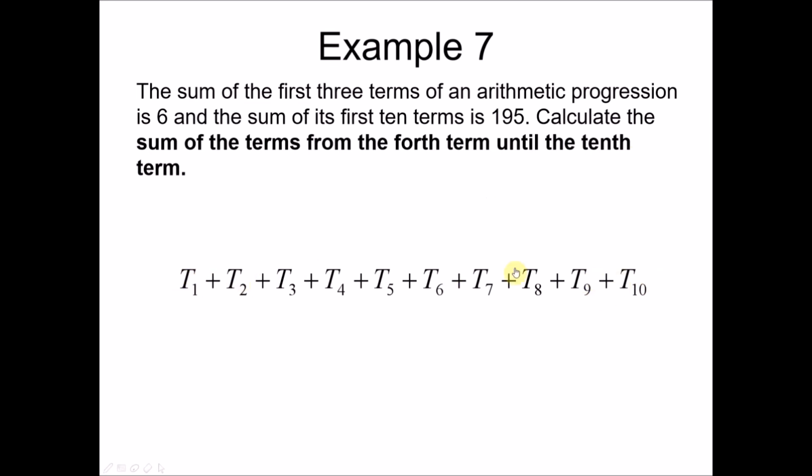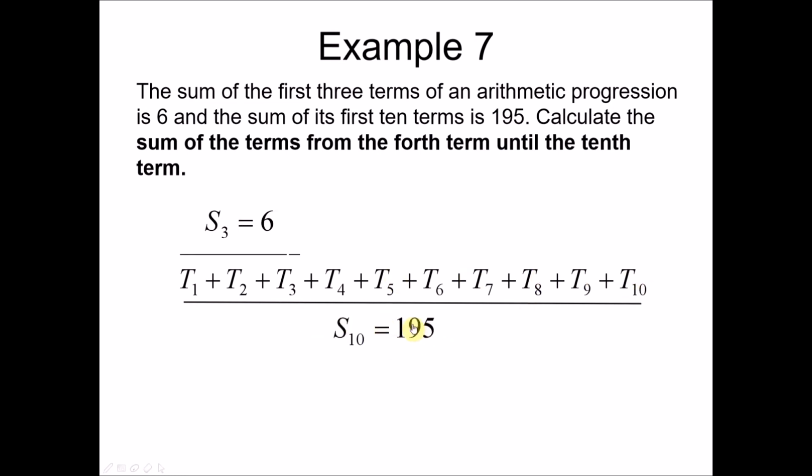This is S10. Given that the sum of the first 3 terms, which means T1 plus T2 plus T3, is 6. So we know that the sum of the first 3 terms, S3, is 6. Then we also know that the sum of the first 10 terms, from T1 until T10, is 195. So from term number 1, if we add until term number 10, S10 equals 195.